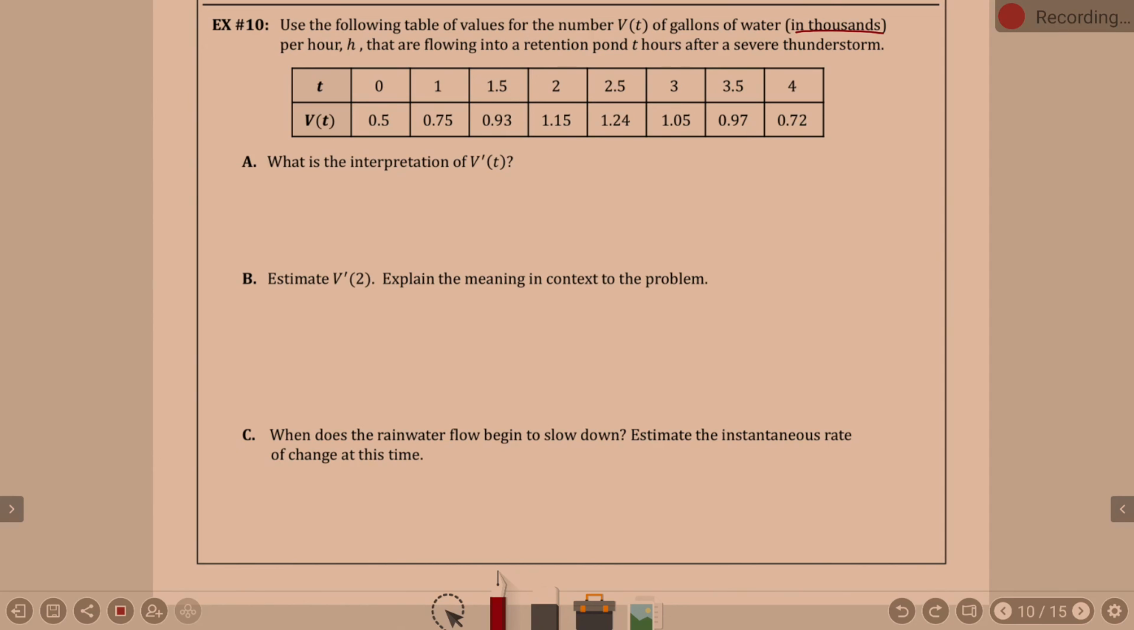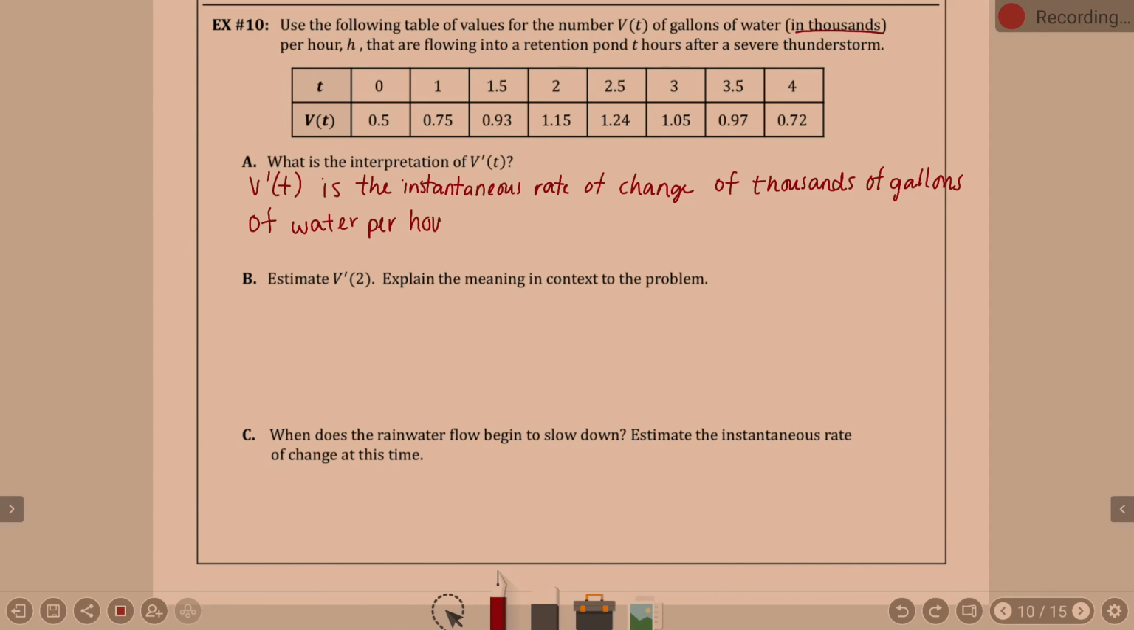So, V prime of T is the instantaneous rate of change of thousands of gallons of water per hour after T hours flowing into the retention pond.